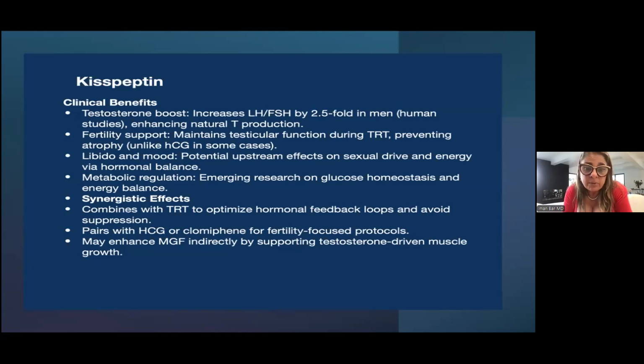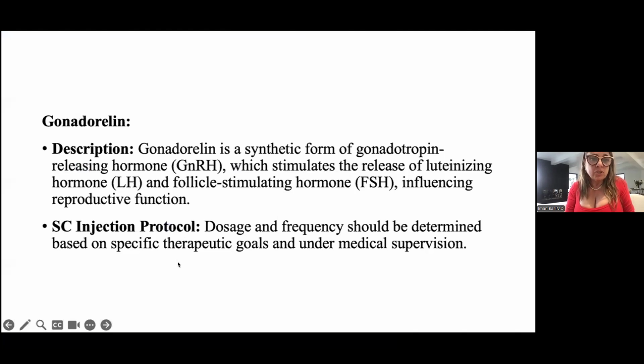And females get that too. Females need testosterone as well. So it's not a male peptide. It can be used for both. And then you can pair it with HCG and clomiphene for fertility. I said that. It may enhance MGF indirectly, muscle growth factor. It's another cool peptide that I use for muscle building, MGF. I don't know the name, mechano growth factor.